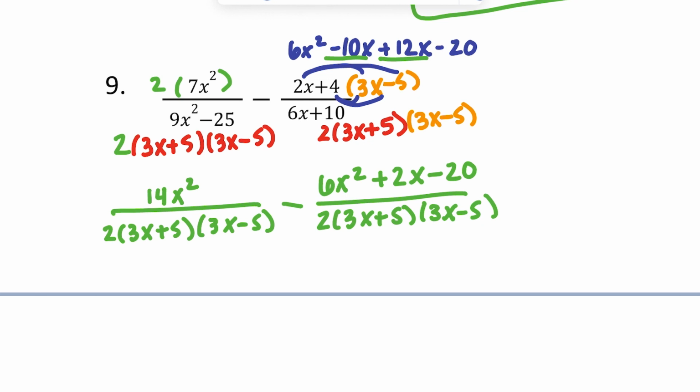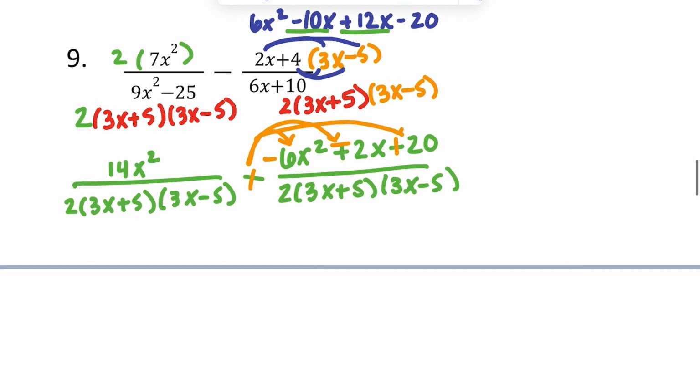All right, now I want to subtract these. We are going to start by distributing the negative to everything in the numerator of the fraction that comes after the minus. So we're going to distribute the negative to 6x squared and make it negative 6x squared. We'll distribute the negative to the 2x and make it a negative 2x. And then we'll distribute the negative to the negative 20 and make it positive 20. And now we can just treat this like an addition problem.